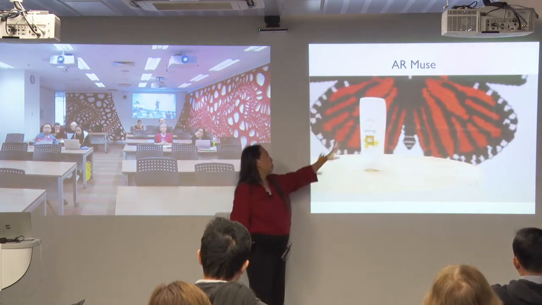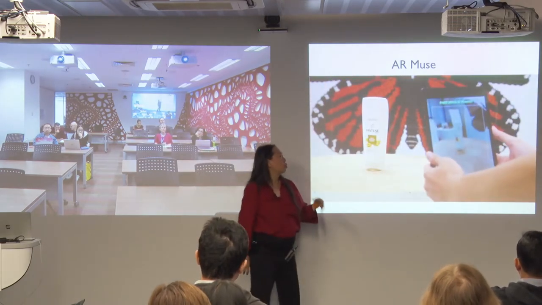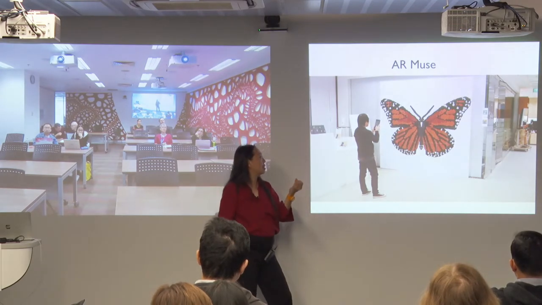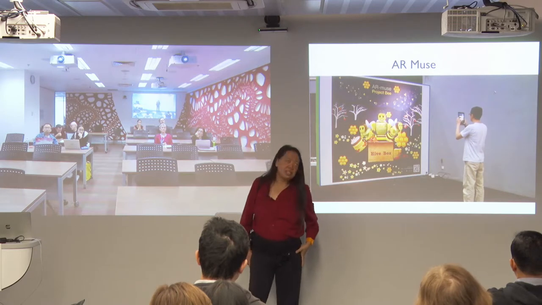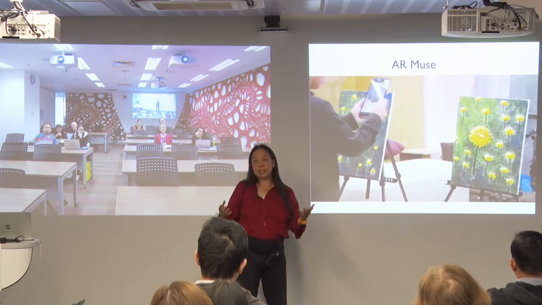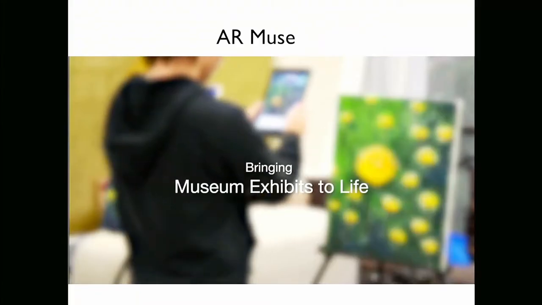So it could be a butterfly, could be a shampoo, and could be any product online, on the shelf. And this one was for the Science Center for the colony collapse for the bees because they were infected by the mites. And so the kids will need to figure out how do you get rid of the mites.